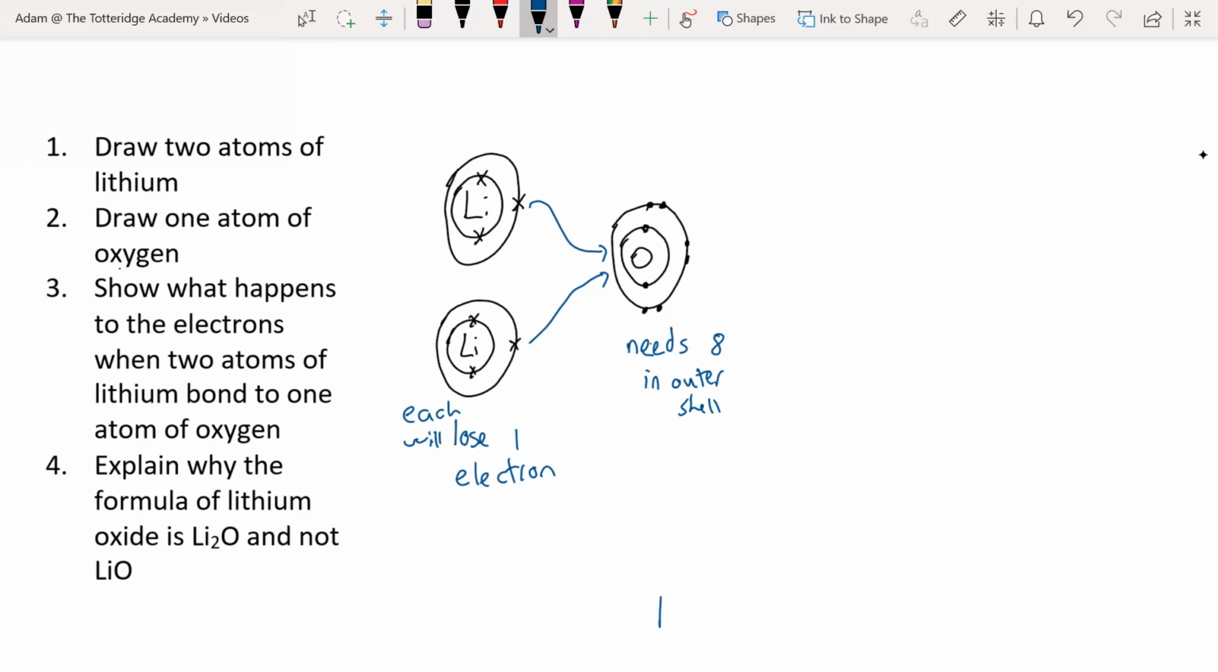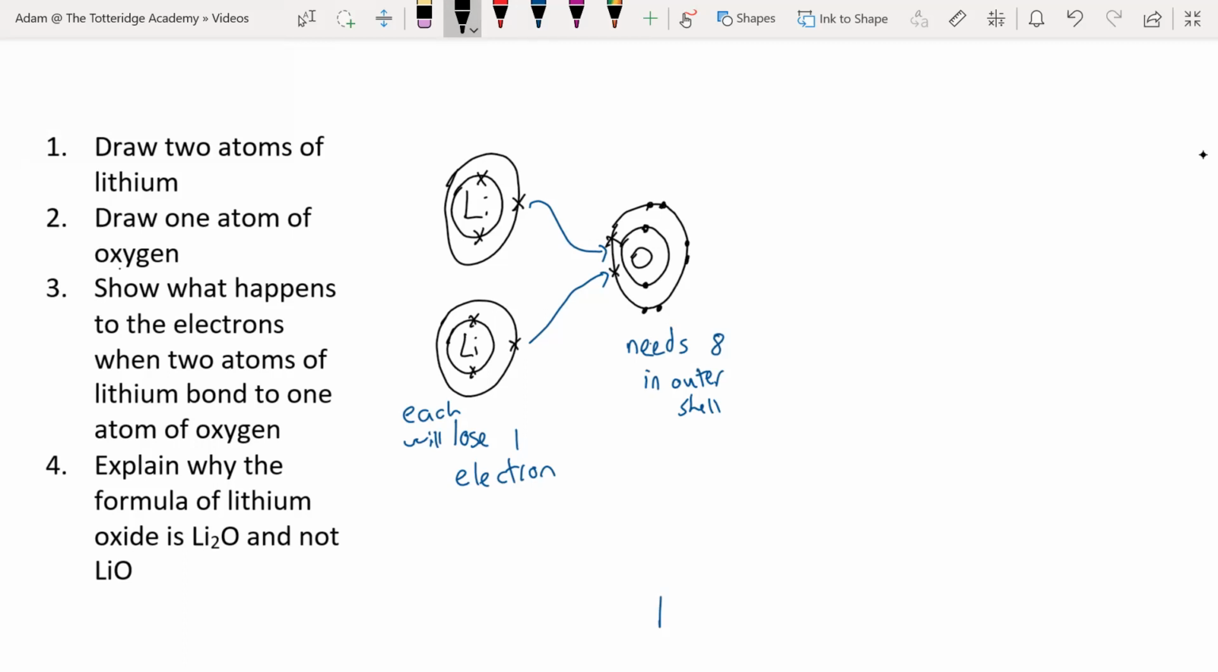Now, I'm hoping that by looking at this diagram, you can tell why that's the case. If I only had 1 of these lithiums, so I could only give the oxygen 1 electron, it wouldn't have 8 in the outer shell. It would have 1, 2, 3, 4, 5, 6, and then only 7, including the one from this one. So I need 2 lithiums here to be able to give those extra electrons so that the oxygen can now have 8 in the outer shell. 1, 2, 3, 4, 5, 6, 7, 8.